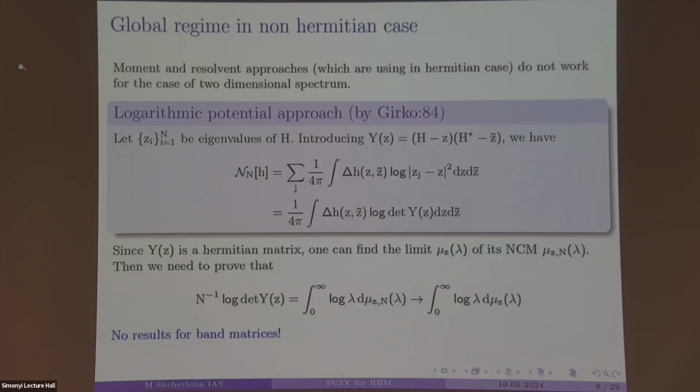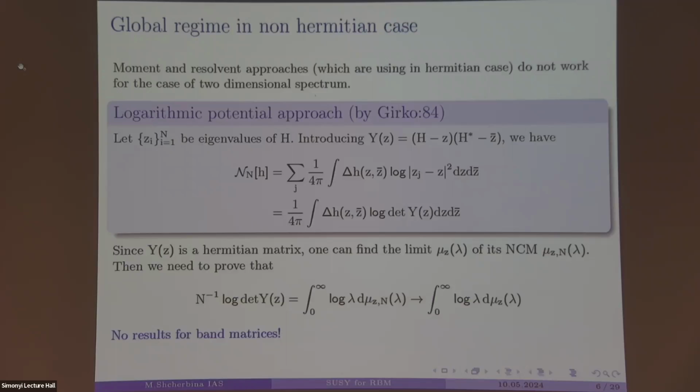In fact, even without the Laplacian, it is just the average of the logarithm of the determinant. And here, I will use it very often in the following. It is the so-called hermitization. You consider just a matrix of this form. And since the matrix is Hermitian, you can use the moment or resolvent approach and obtain that for any z, this y of z has a normalized counting measure of eigenvalues.